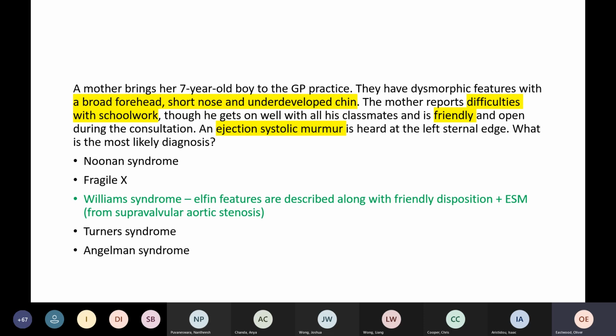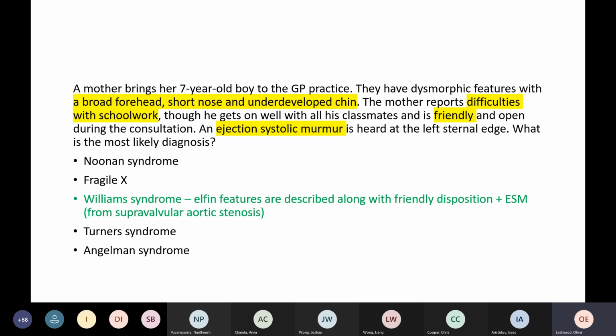What I'm describing here, I didn't give you the typical elfin description, but I'm describing elfin features there. We've got some learning difficulties, but a very friendly, happy demeanor, and then an ejection systolic murmur. So this is from Williams syndrome. The feature is called elfin. I'm not sure how politically correct or not that is.